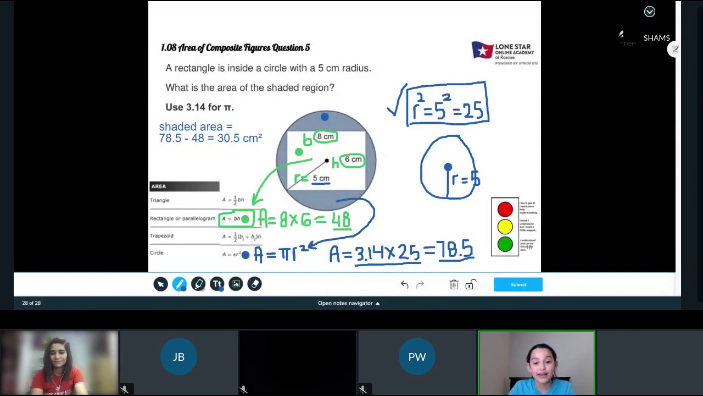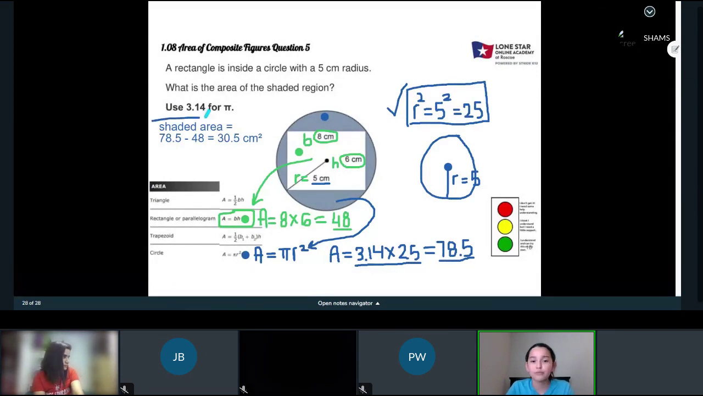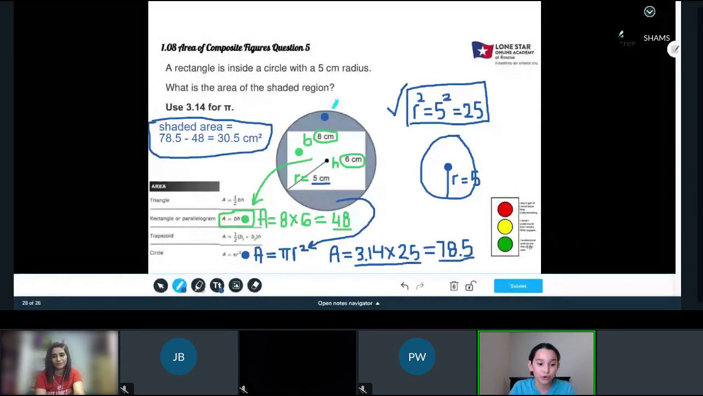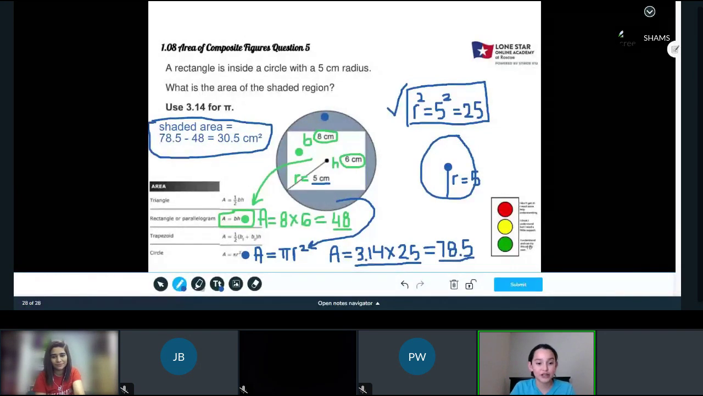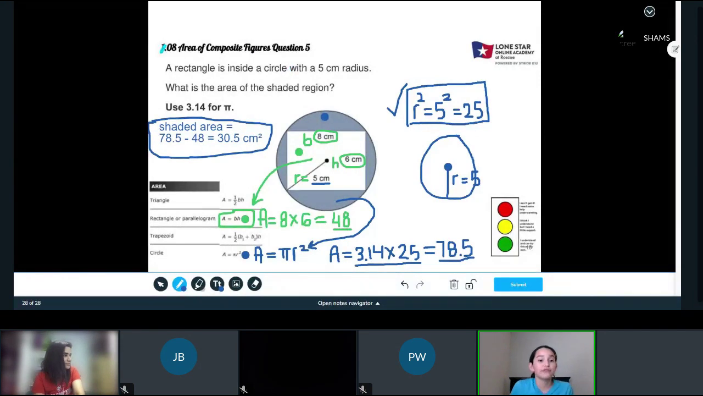So in order to find that out, we need to subtract the 48 from the 78.5. But why wouldn't we just add them? Well, we're not adding them because we're not trying to find out the full area of the whole circle. We're trying to find out the area of the shaded region. So we're going to be subtracting, and then that would give us our answer, 30.5.